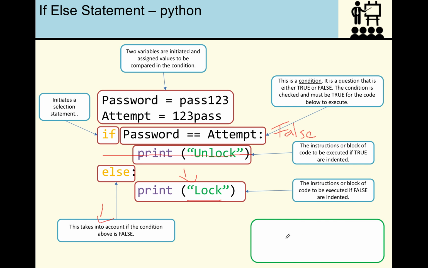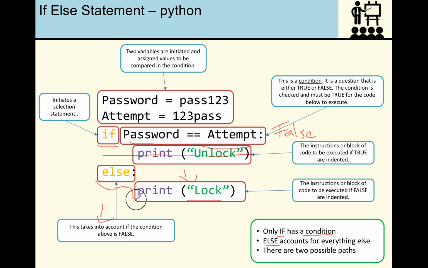Now, it's important to remember that only the if has a condition. Else accounts for everything else. So whatever the user enters, if it's not equal to password, we're going to go to else. There are only two possible paths. I can either print unlock or I can print lock. So there's one condition, but there are two possible paths.